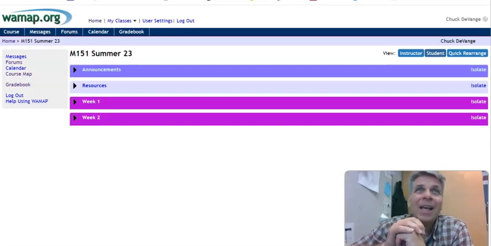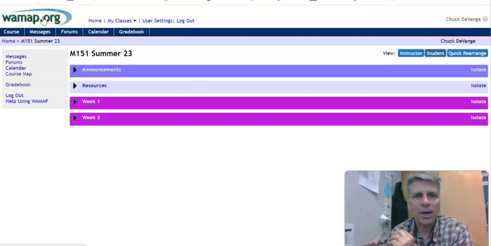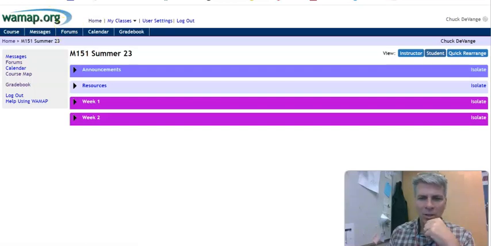So we are using WAMAP, as you know, not using Canvas as our core shell. I like WAMAP a lot. It lets us communicate better about math. It gives us a better assessment vehicle. You can take tests online and that sort of thing. So I'm fond of WAMAP. It matches math very well, I think.